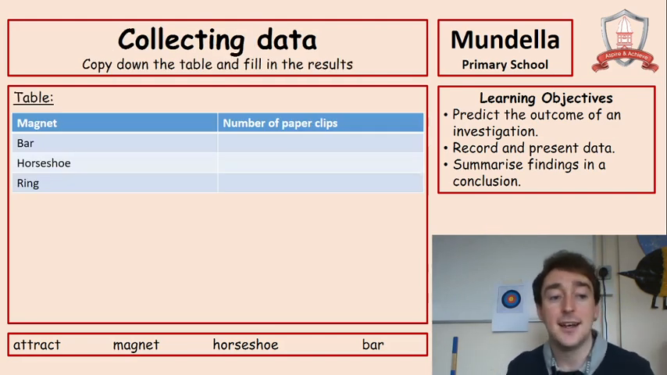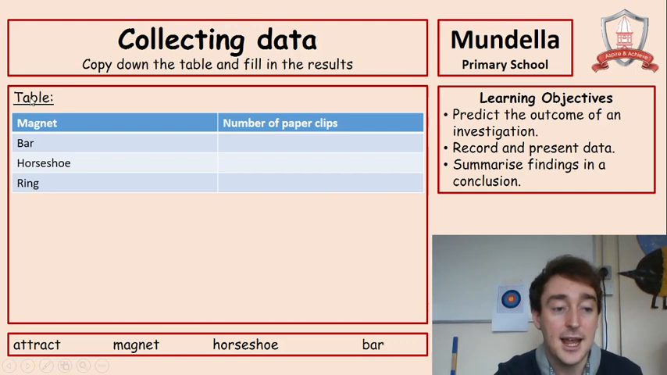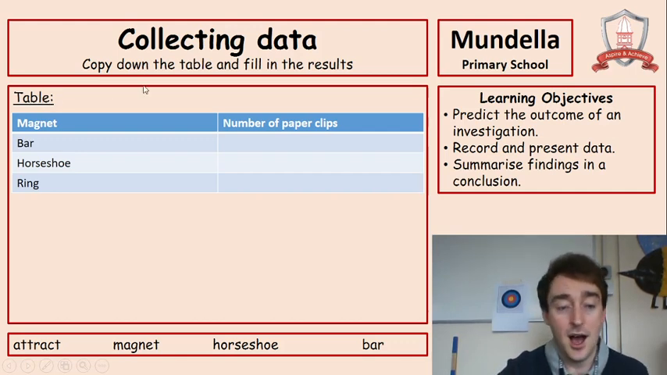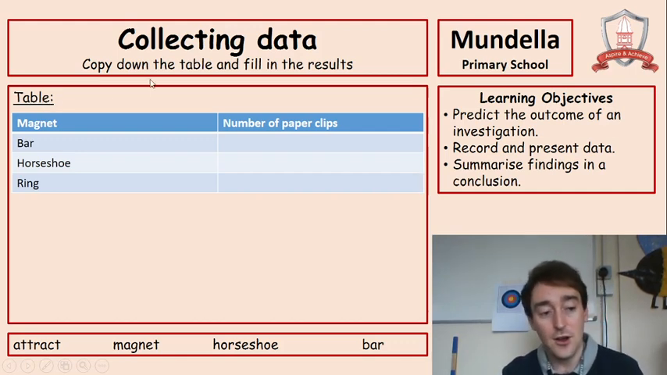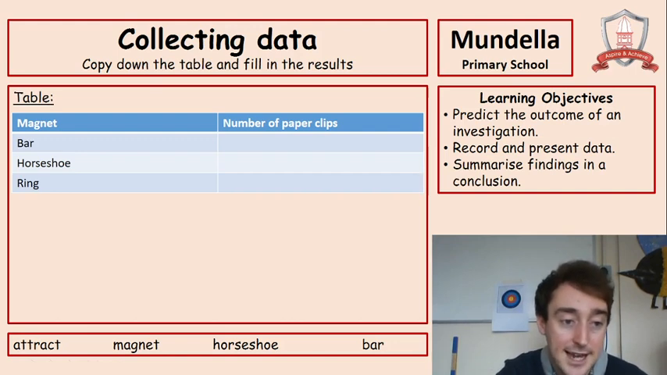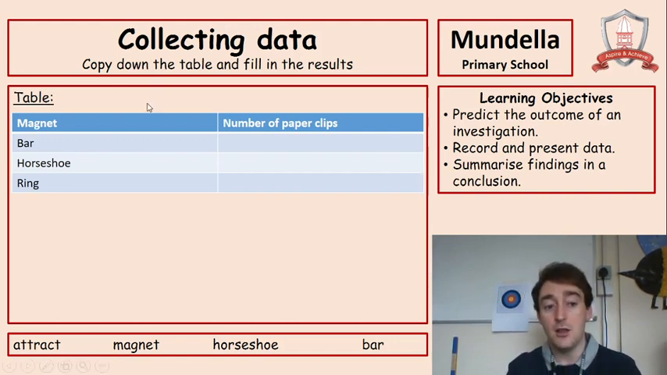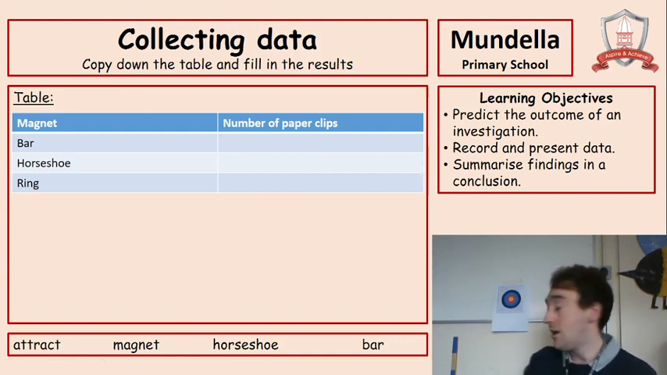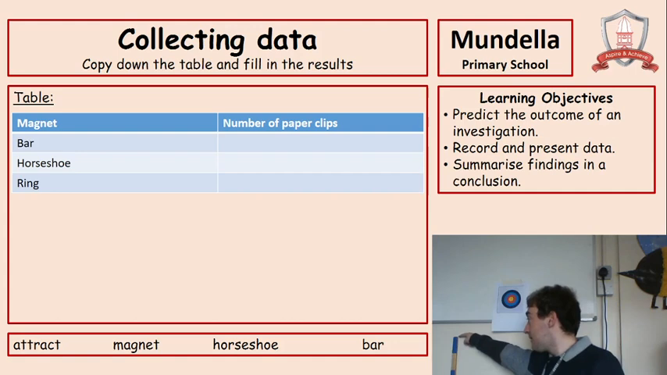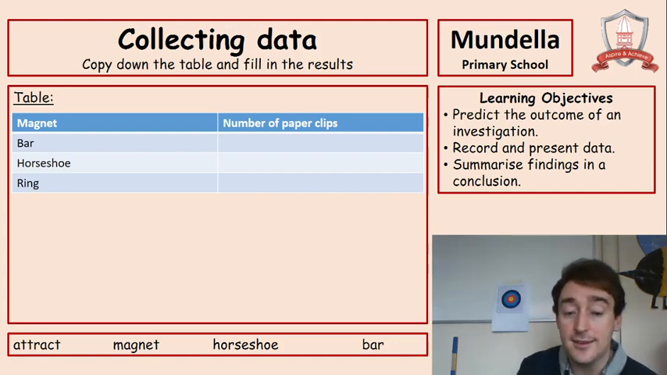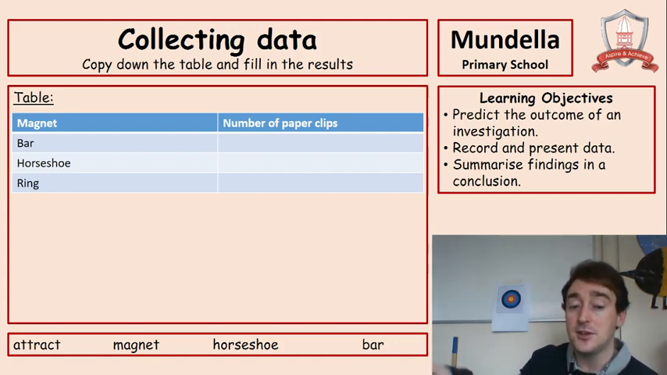collecting data. So the next thing you need to write down is table, underline it, do the colon, and then copy the table as it is here. So we've got the type of magnet along the side, we've got the bar, the horseshoe, and the ring, and then we're going to attach paper clips from this height here, from the top of this meter, and then we'll see how many paper clips are attracted.